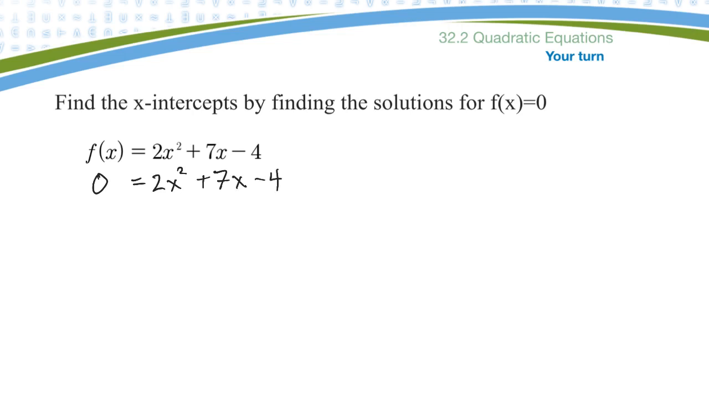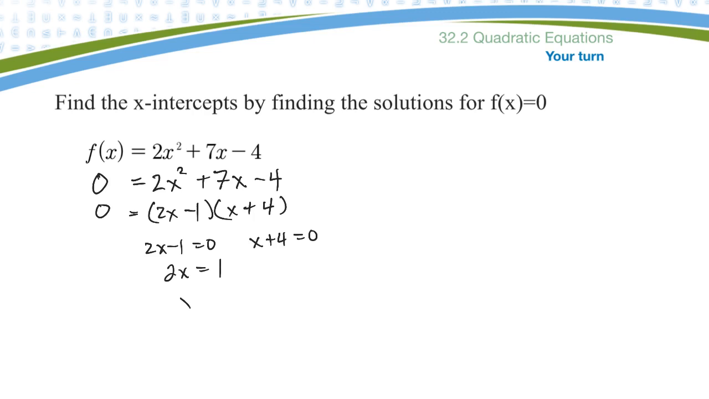Okay, so I need to factor this side. I think it'll be a 2x and an x. You can factor this with the AC method if you'd like, or I like to use guess and check. I think this would be a +4 and this a -1. 2x squared plus 8x minus x, minus 4. Yeah, that's right. Equals 0. So either 2x minus 1 is 0 or x plus 4 is 0. So in this one, I'll add 1 to both sides, then I'll divide both sides by 2. This one, I'll just subtract 4 on both sides.